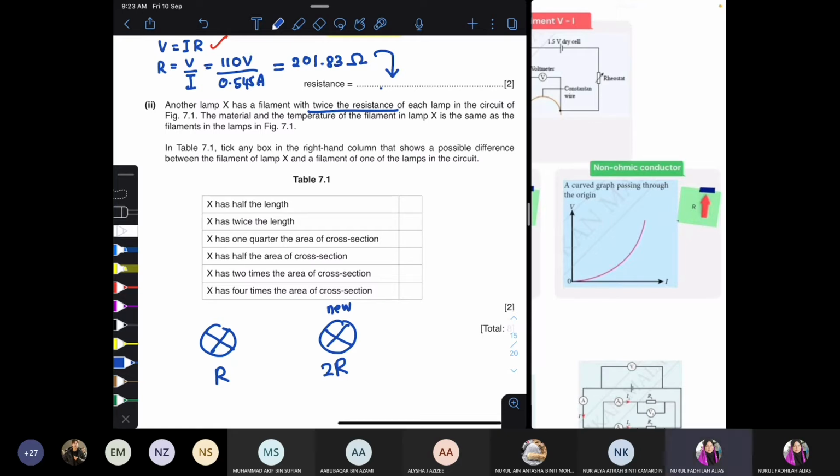In the circuit, the material and the temperature of filament in lamp X is, oh ni X lah. Okay, so this is X. In table 7.1, tick any box in the right hand column that shows a possible difference between the filament of lamp X and a filament of one of the lamp in the circuit. So which one will you tick? Do you understand the question? Siapa nak tolong mudahkan soalan ni?